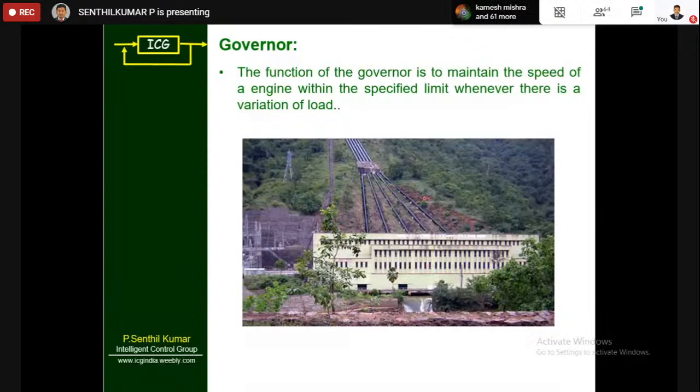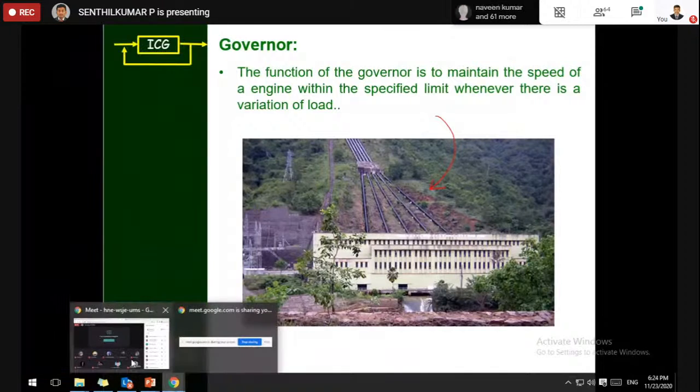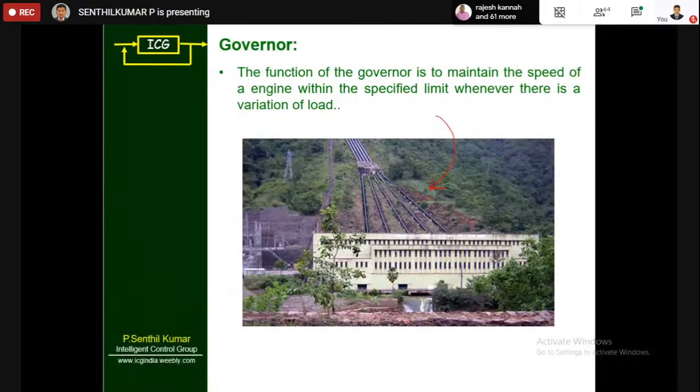Okay, what is this place? Can anyone guess this place? Anyone from participants, students? What is this place? Can you guess this place? If you don't know the place, you just tell me, sir, I don't know. Okay, so this is Kunda power plant in Ooty.